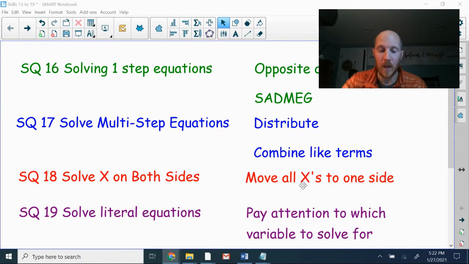And then skill 19, literal equations, is where all of the numbers, or most of the numbers, have been replaced with variables. And since we'll have more than one variable in that equation, it's very important we pay attention to which variable the directions ask us to solve for, because otherwise we end up doing the wrong thing and we're like, oh, I solved it, but that wasn't what we're supposed to solve for.